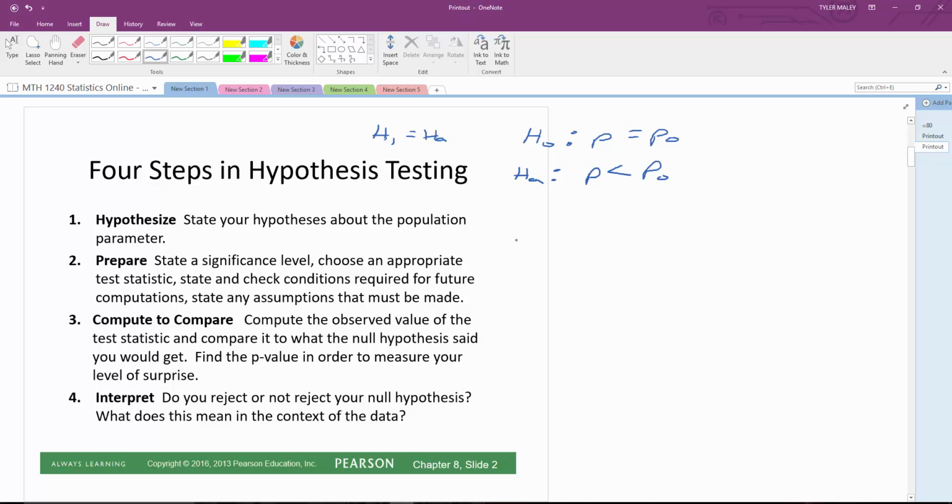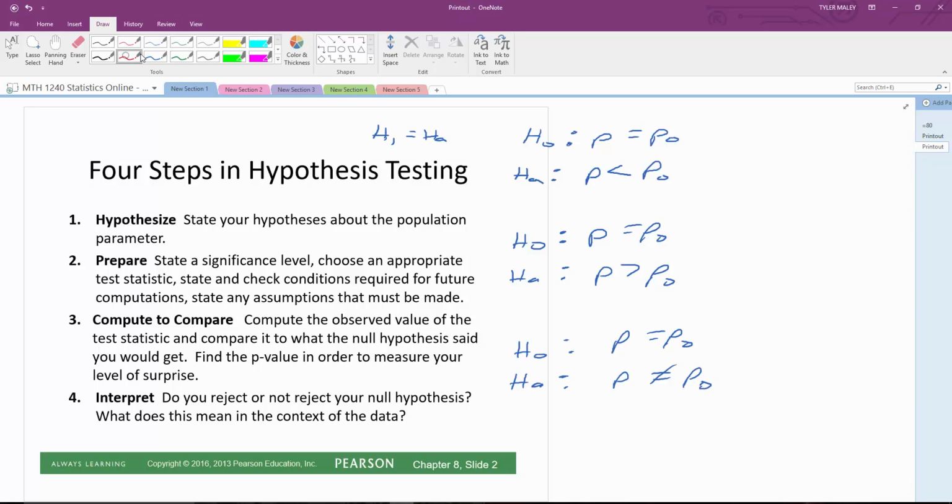We could also have a null hypothesis of P equals P naught. That's still going to be the same, but I could have an alternate hypothesis of P greater than P naught. And then I could also have another scenario where my null hypothesis is still P equals P naught, but my alternate hypothesis is P does not equal P naught. In other words, P is different than P naught. So we have these 3 cases.